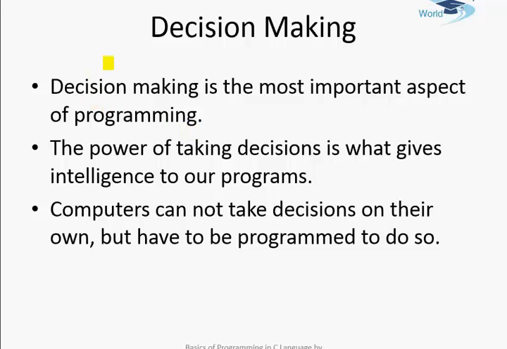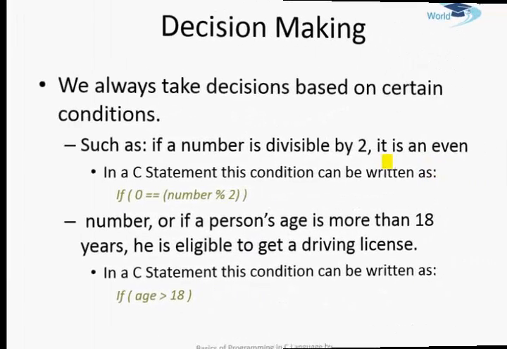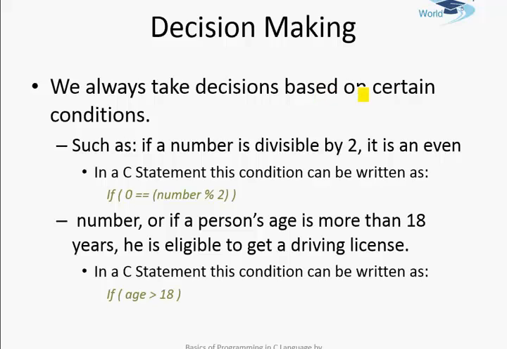Similarly, to be able to take decisions, the computer has to be programmed. The power of taking decisions is what gives intelligence to our programs, and computers cannot take decisions on their own but have to be programmed to do so. We always take decisions in our programs based on certain conditions. The keyword here is conditions.